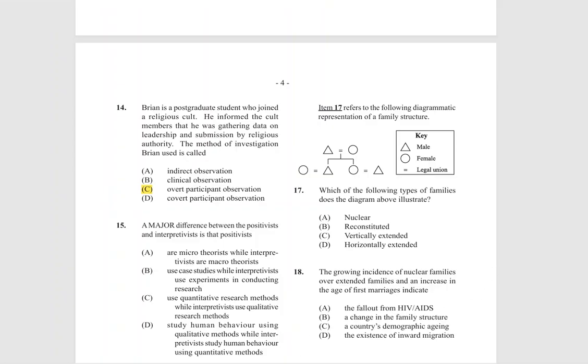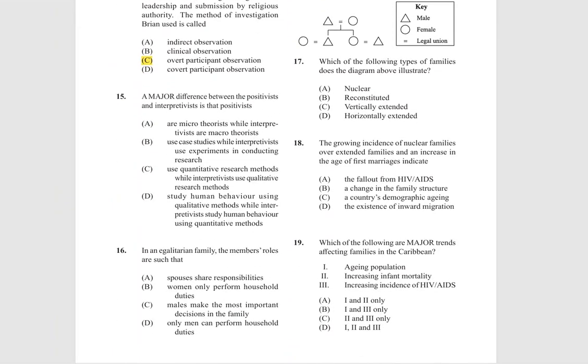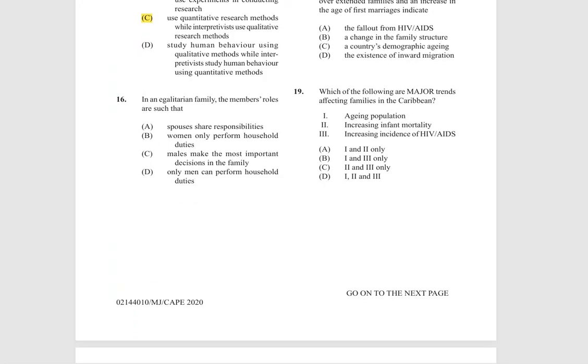Now, a major difference between the positivists and the interpretivists is that positivists are micro-theorists while interpretivists are macro-theorists. They use case studies, while interpretivists use experiments in conducting research. They use quantitative research methods, while interpretivists use qualitative research methods, or they study human behavior using qualitative methods, while interpretivists study human behavior using quantitative methods. So the answer is C. In an egalitarian family, the members' roles are such that spouses share responsibility. And of course, that is the answer for 16.